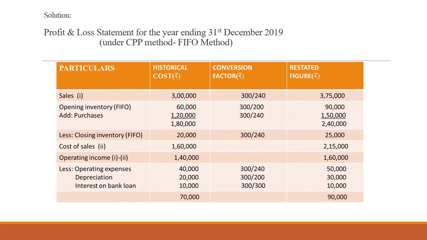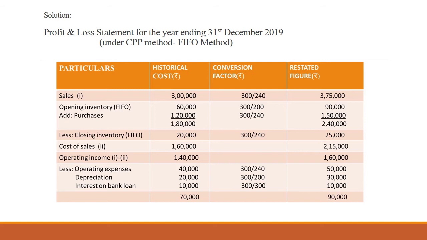In certain cases, we also consider closing inventory at the closing index value, that is 300 by 300. That is how we deal with certain situations. Here in this question we are dealing with the average value, and cost of sales is calculated by subtracting closing inventory. Operating income is equal to 1 minus 2, that is sales minus cost of sales. 3 lakh minus 1 lakh 60,000 is 1 lakh 40,000. In the restated figure, 3 lakh 75,000 minus 2 lakh 15,000 is 1 lakh 60,000.